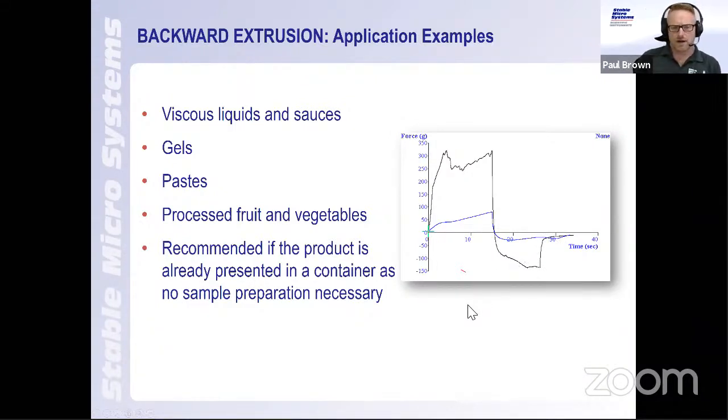So it's good for viscous liquids and sauces, pastes and gels, fruit-based products like jams, yogurts, creams, etc. This is a really good test that can work with those products. And one of the big advantages with this type of back extrusion test is that the product can actually be tested in its original vessel. It doesn't have to be moved from one vessel to another, which potentially can create some changes in the product.